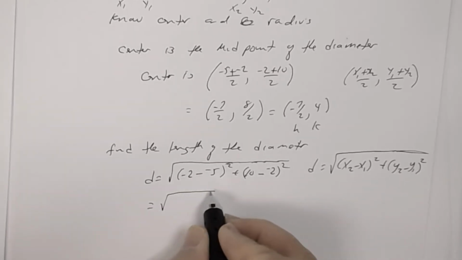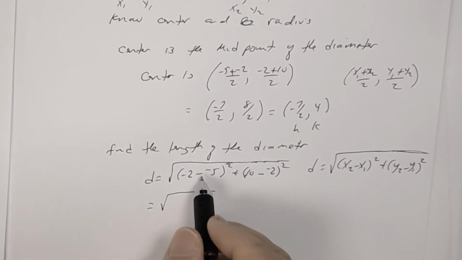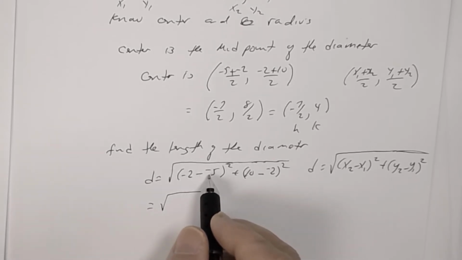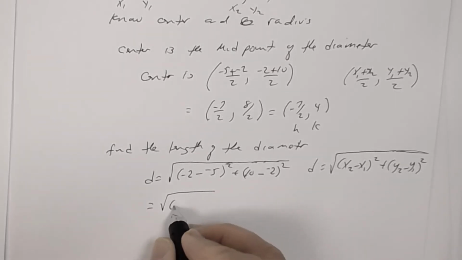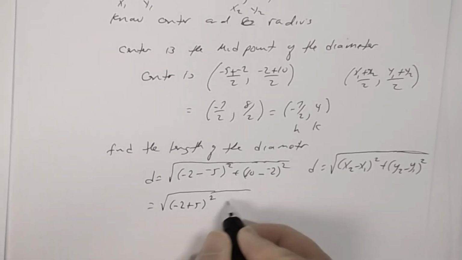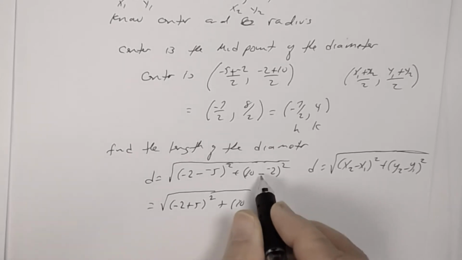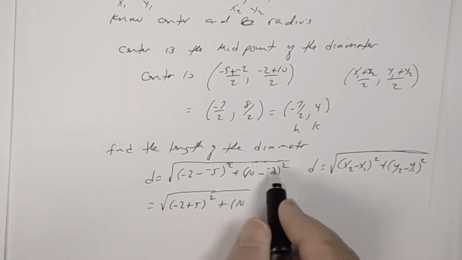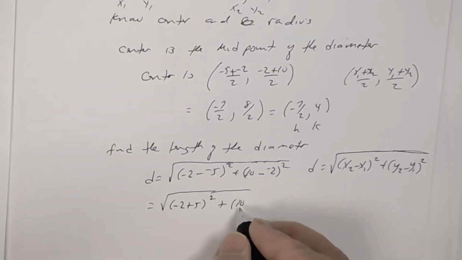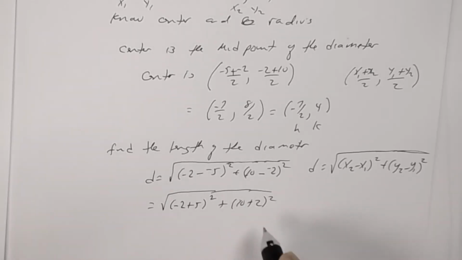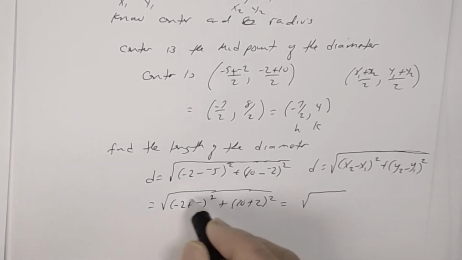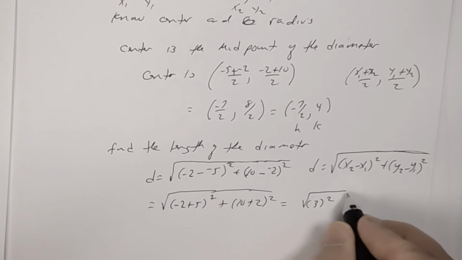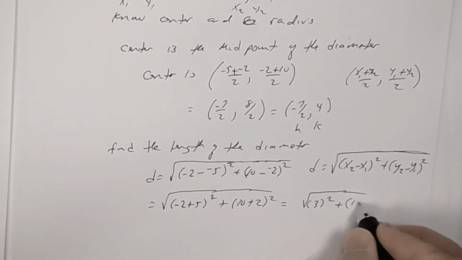So that's going to be the square root of. Remember, in a previous course, you learned that you can always change subtraction to addition by adding the opposite. So -2 subtract -5 means -2 plus the opposite of -5, which is 5. So this becomes (-2 plus 5) squared, plus 10 subtract -2, which means 10 plus 2, squared. That equals the square root of, -2 plus 5 is 3, so it becomes 3 squared, plus 10 plus 2 is 12, so it becomes 12 squared.